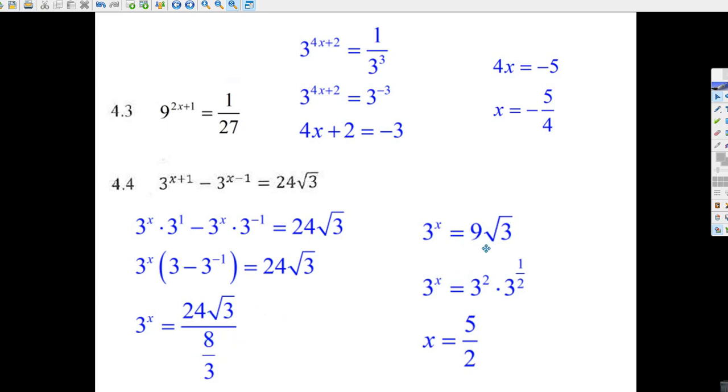Hey, your calculator will tell you this is 9 root 3 if you're not too good at fractions. And, 9 is 3 squared. This is really 3 to the half. You have to know about surds and the square root of 3 and rational exponents, that it's really 1 over 2. 2 plus 1 over 2 is 5 over 2. So it's 3 to the x times 3 to the 5 over 2. That means x must equal 5 over 2.